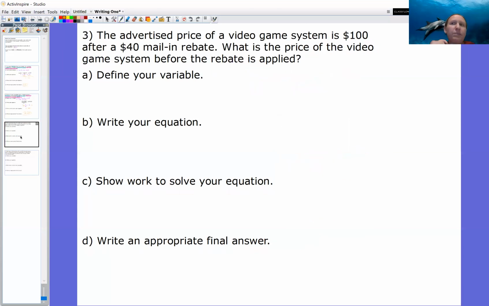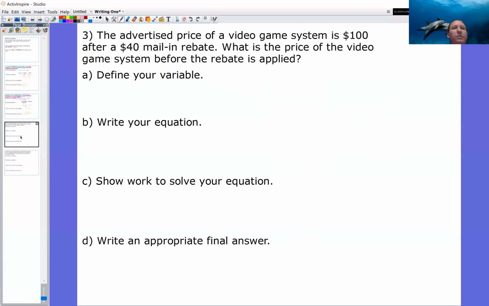The advertised price of a video game system is $100 after a $40 mail-in rebate. What is the price of the video game system before the rebate is applied? Okay, so a rebate is kind of like a coupon, but it doesn't come off right away. That's why it's a mail-in rebate. So you pay the full price, you mail in the rebate, and they kind of send you your money back. But you just need to know that a rebate is decreasing the cost of your item that you're purchasing.